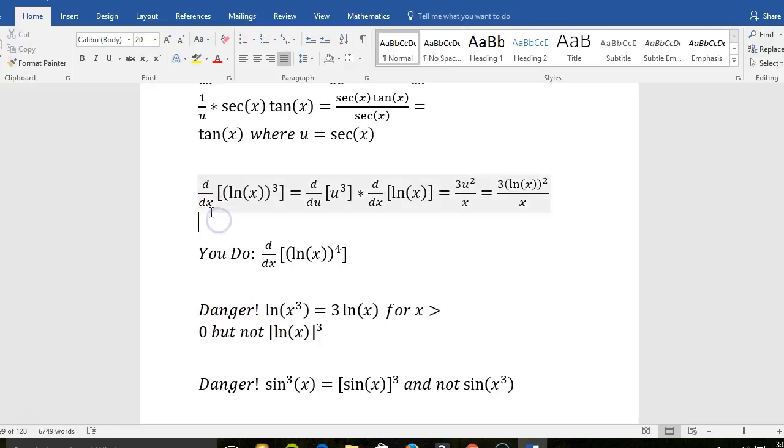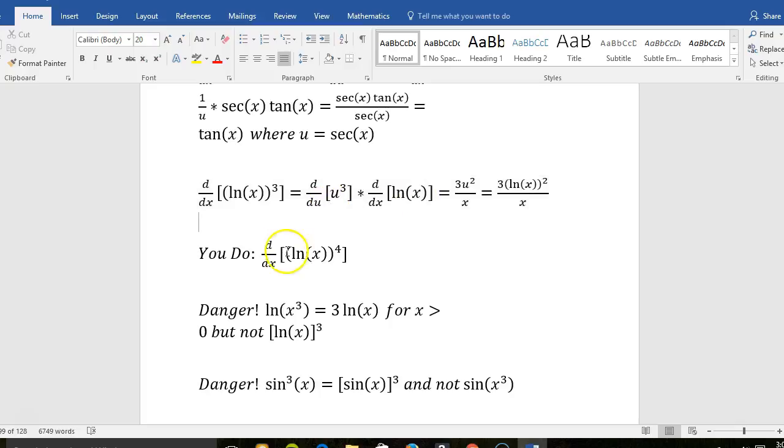So first, go back up here to where my cursor is. D by dx of the cube of the natural log. Not the natural log of x cubed, okay? That's not the same thing. So we're cubing the whole thing. We're taking the natural log of x first, and then we're cubing that result after the fact. So d by dx of ln x entity cubed.